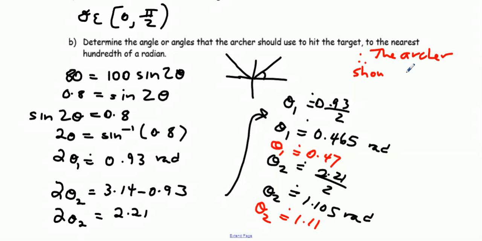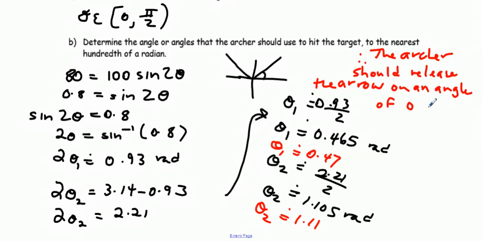And we would say then the archer should release the arrow on an angle of 0.47 radians or 1.11 radians to reach the target.